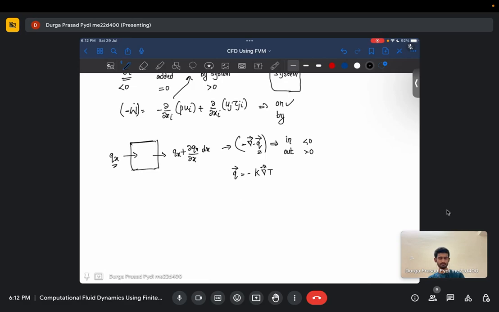Because the temperature fluctuates from high to low, heat flows from high to low. So essentially we have this as minus. So what is my total heat added now? It is essentially minus del dot of minus K del T, so minus and minus become positive. If your thermal conductivity is assumed to be a constant, then you essentially get K del square T.